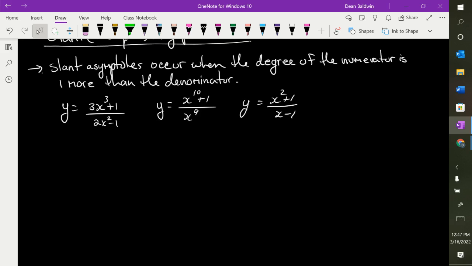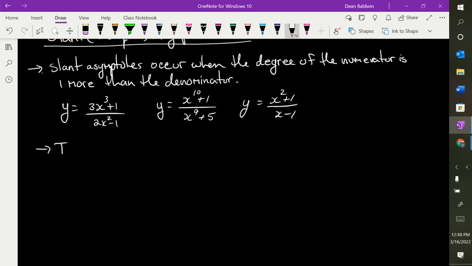Let's do, which one do you want to do? Second one's too easy because it's got one. Yeah, exactly. Let's do the third one. All right, we'll do the third one. Do you want to do synthetic or long division? Synthetic. Synthetic's usually easier. Okay, so you have to divide it.